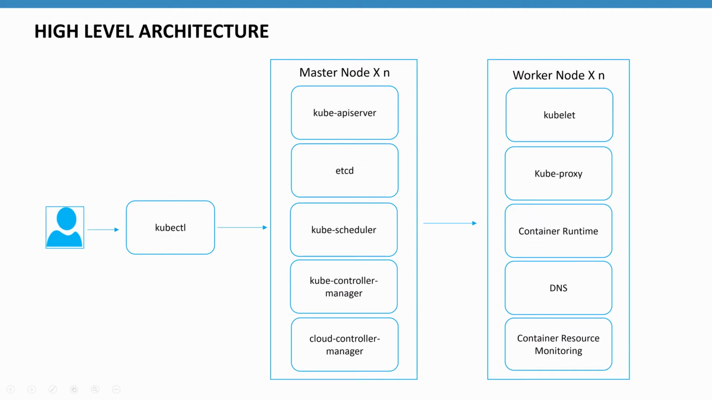High-level architecture. Kubernetes has a master worker node architecture. Kubectl is a command line interface to operate the cluster. If you look at the diagram, the developer is using kubectl to operate the Kubernetes cluster, and the master node and worker node have their own components to operate. I am going to explain each and every component in the next slides.